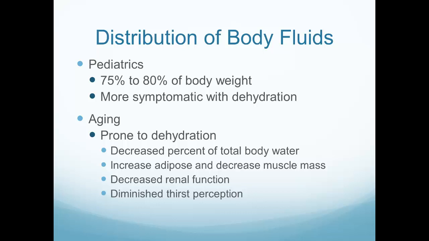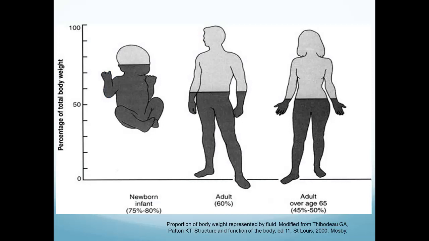Our distribution of body fluids is going to change as we age. There are going to be different amounts of fluid overall in the body as we age. So we start out as a child, and about 80% of our body weight is going to be fluid. We already said the adult has about 60%, and the older adult could have a lot less. So take a look at some of these reasons why the aging population is prone to dehydration. They have a decreased percentage of total body water. We'll look at that in a moment. An increase in adipose and a decrease in muscle mass, decreased renal function, and a decreased thirst perception.